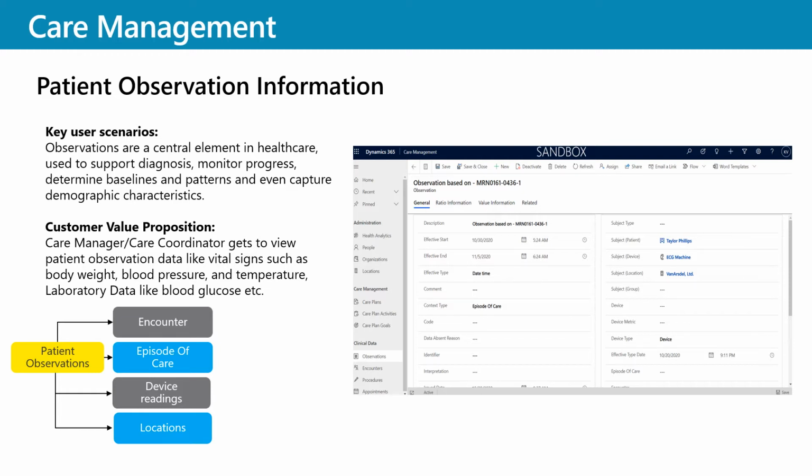Observations are a central element in healthcare, used to support diagnosis, monitor progress, determine baseline and patterns, and even capture demographic characteristics. Care Management Care Coordinators get to view patient observations data like vital signs such as body weight, blood pressure and temperature, laboratory data like blood glucose. Again, here on the right-hand side, you see an example of an observation.